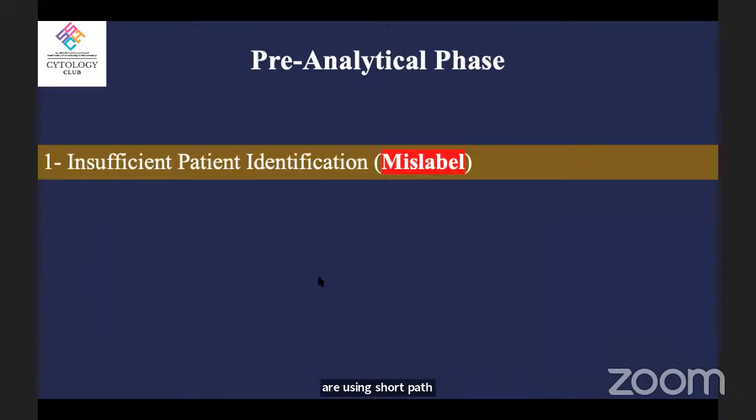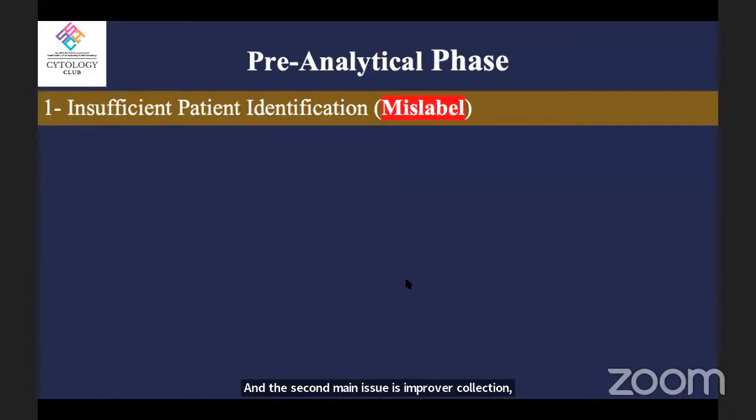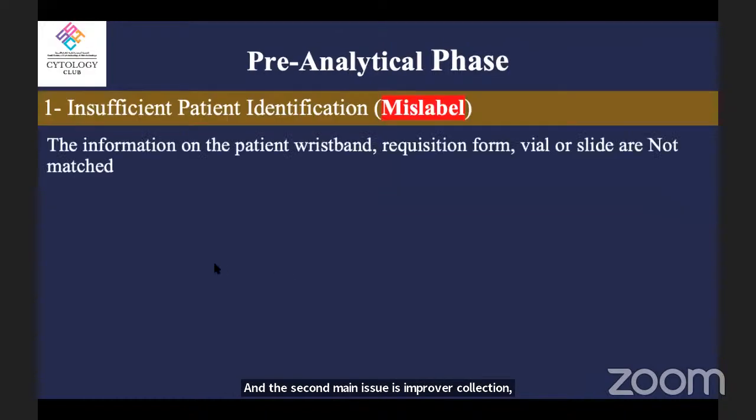So the first issue we may face in the pre-analytical phase is insufficient patient identification, mislabel, which is highlighted here with the red color because we'll see it in each phase. And the second main issue is improper collection technique for Pap smear. So let's talk about the mislabel.